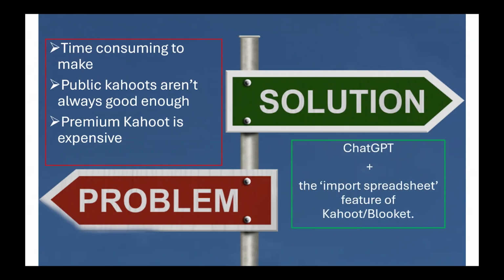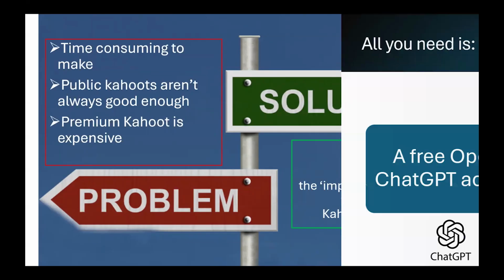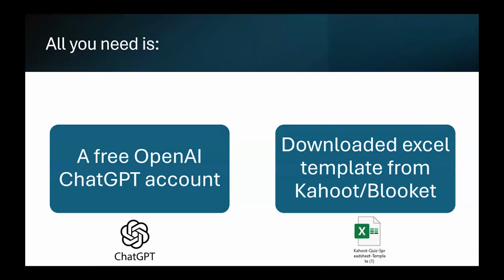So one solution to this is using a combination of ChatGPT and the import spreadsheet feature of Kahoot and Blooket. All you need is a free OpenAI ChatGPT account and have downloaded an Excel template from either Kahoot or Blooket.